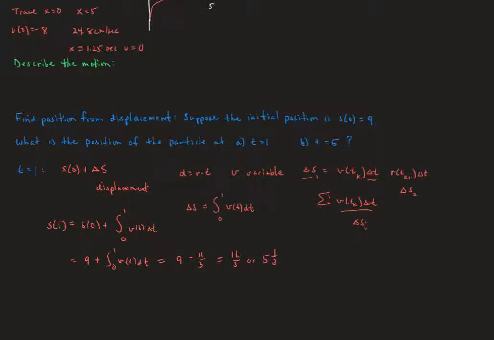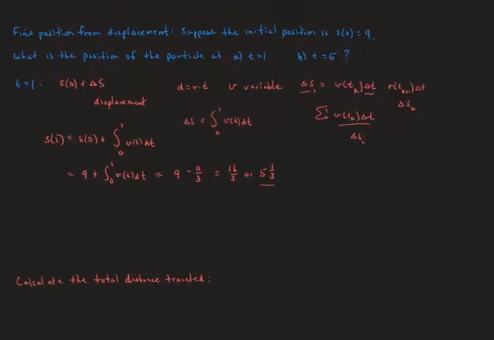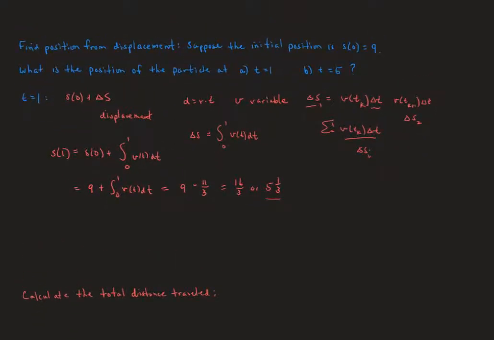So our position from time 0, where we were 9 to the right, we have moved back left towards wherever the origin is, and our position then at time 1 is going to be at 5 1/3 or at 16 thirds. So now let's talk about where our position is at time 5.